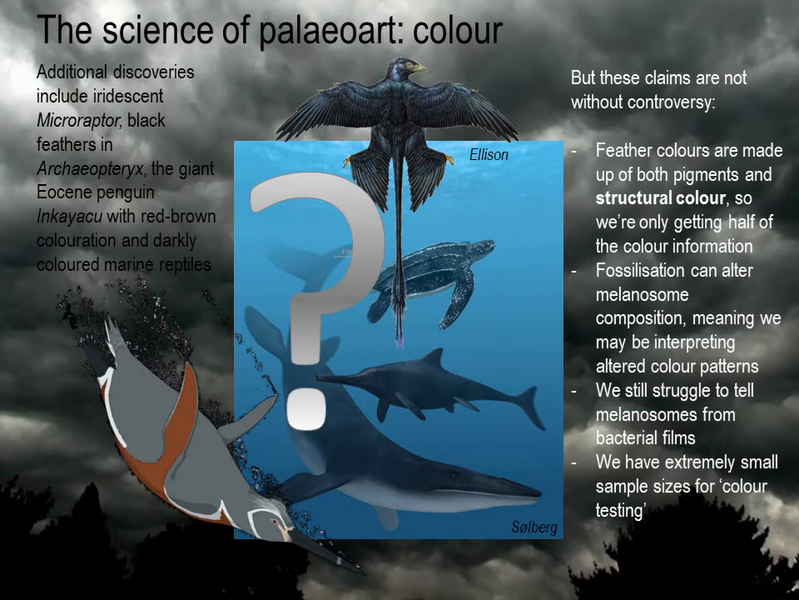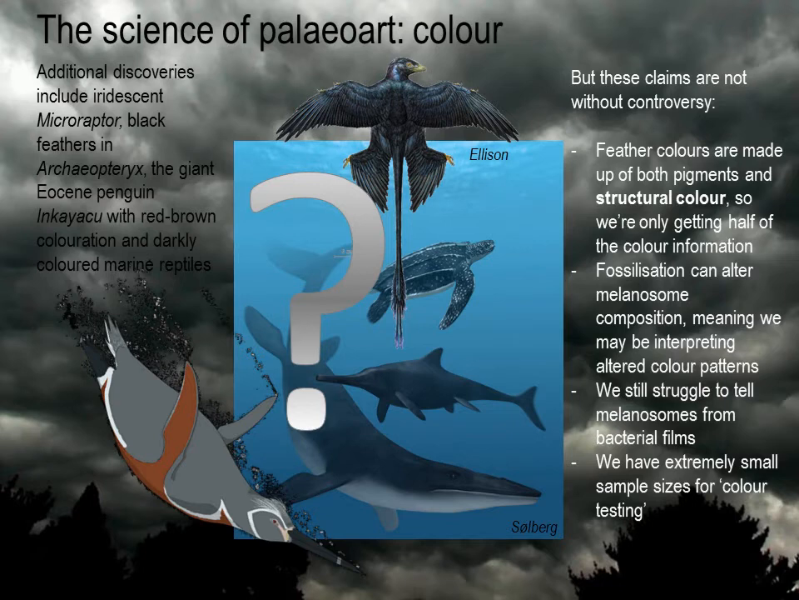We also have extremely small sample sizes of these animals. So this is science. We want to be able to compare the colours of these animals across multiple specimens. We don't just want to be looking at one of them and saying yes, we have the answer. The basic tenet of science is being able to repeat that experiment and seeing, do we get the same signal again and again? And in some cases we just don't have the fossils to do that.